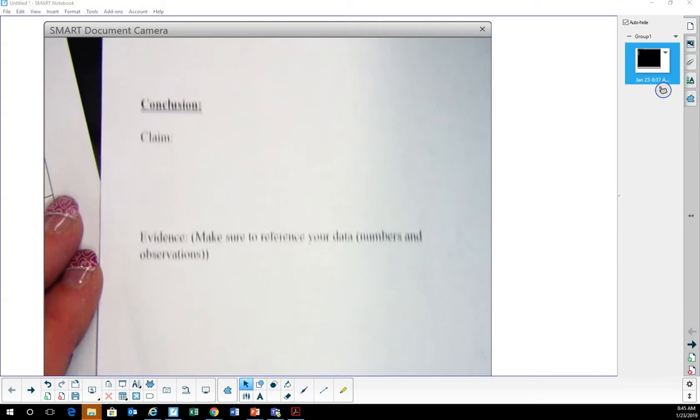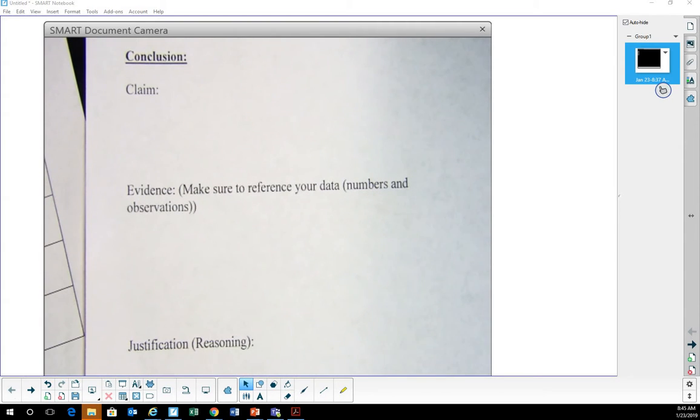And then we've got our conclusion. What could be the claim here? This is the hardest part for most kids, right? What could be the claim? What did we do this lab for? What were we trying to find out? Okay, that would be an easy one, but it's not really the whole purpose of the lab, is it? To figure out the specific heat of different metals in lab, right?